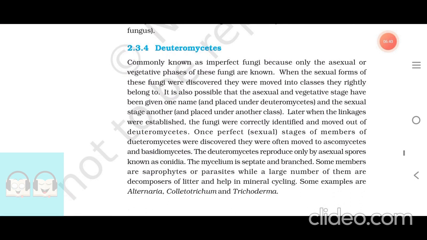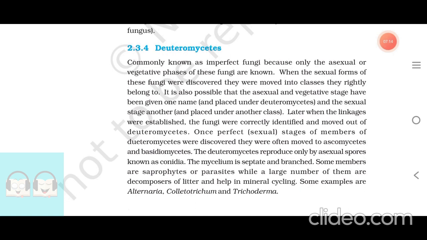Deuteromycetes. Commonly known as imperfect fungi because only the asexual or vegetative phase of these fungi is known. When the sexual forms of these fungi were discovered, they were moved into classes they rightly belonged to. It is also possible that the asexual and vegetative stage have been given one name and placed under Deuteromycetes, and the sexual stage another and placed under another class. Later, when the linkages were established, the fungi were correctly identified and moved out of Deuteromycetes.